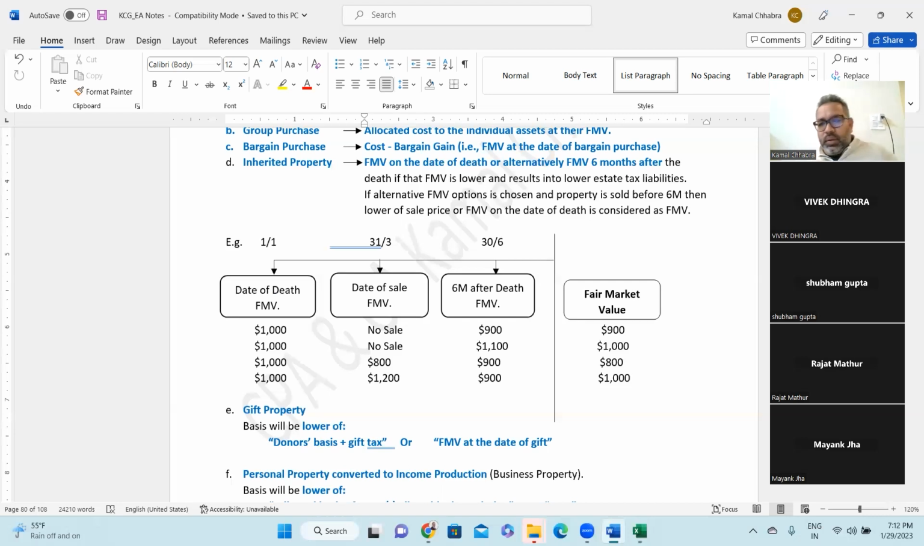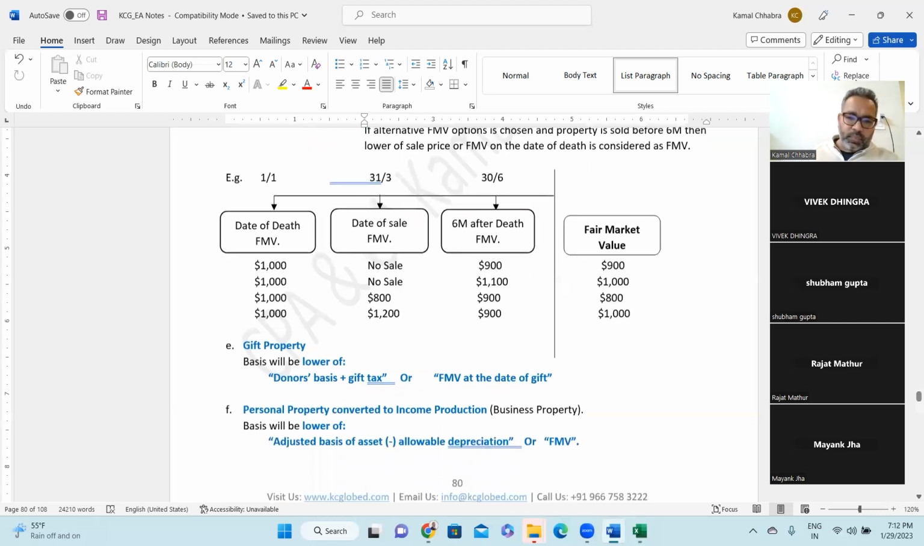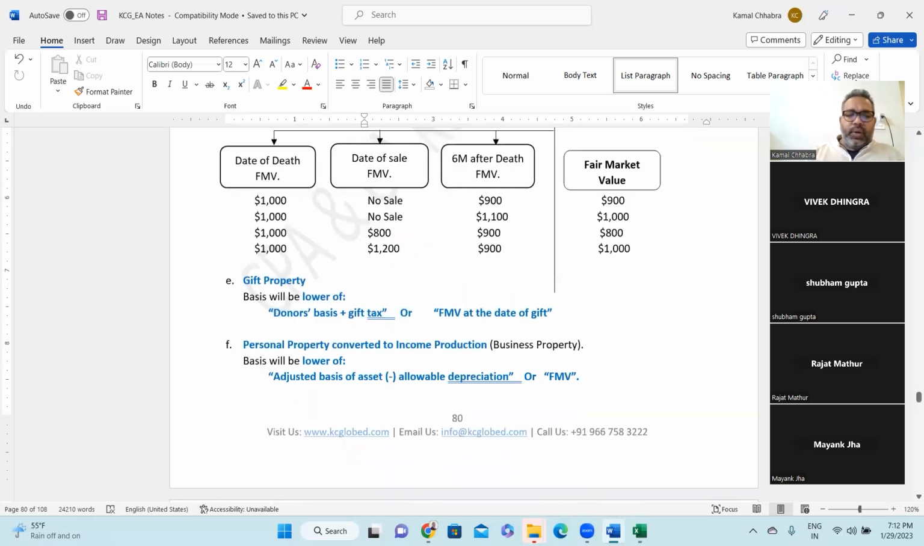Got it, Mayank? Yes, sir. That 6 month scenario is only in case of inherited property. That is in case of death only. Right? Now you are converting personal property to business property.